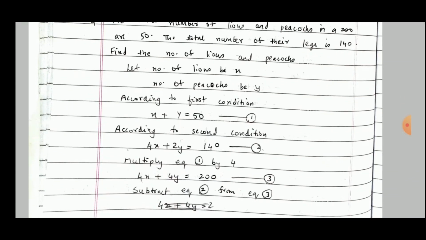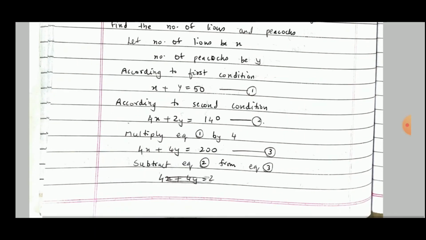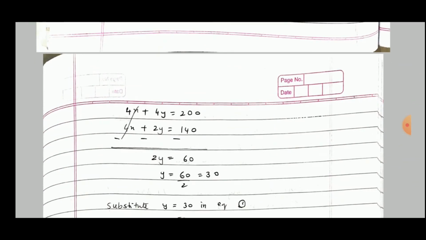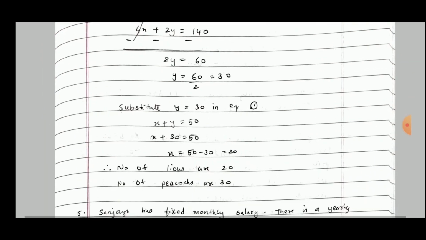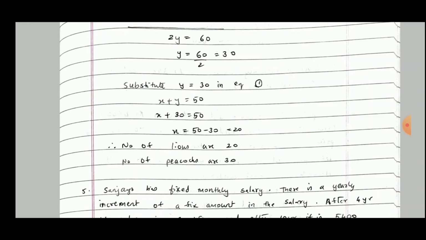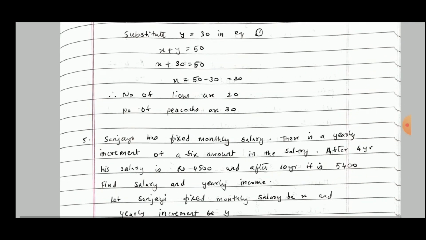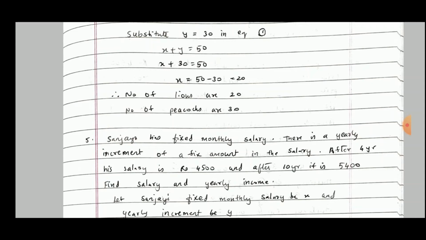So multiply equation 1 by 4, you get 4x plus 4y is 200. Subtract 2 from 3: 4x plus 4y is 200 and 4x plus 2y is 140. Subtracting, you get 2y is equal to 60, y will be equal to 30. Substitute y is equal to 30 in equation 1, x plus 30 is equal to 50. So x will be equal to 50 minus 30, that is 20. So the number of lions is 20 and the number of peacocks is 30.